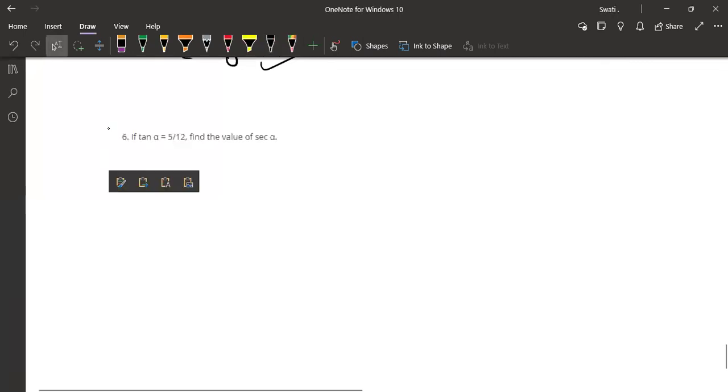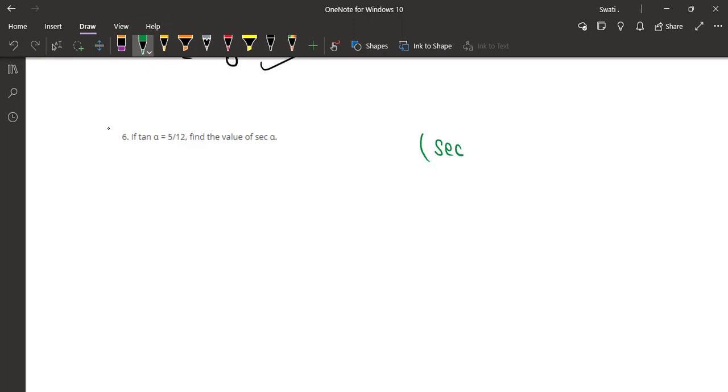So this is our next question. It says if tan alpha is equal to 5 by 12, then we have to find out the value of sec alpha. Again, it's a formula based question. And we have three very famous trigonometric identities.